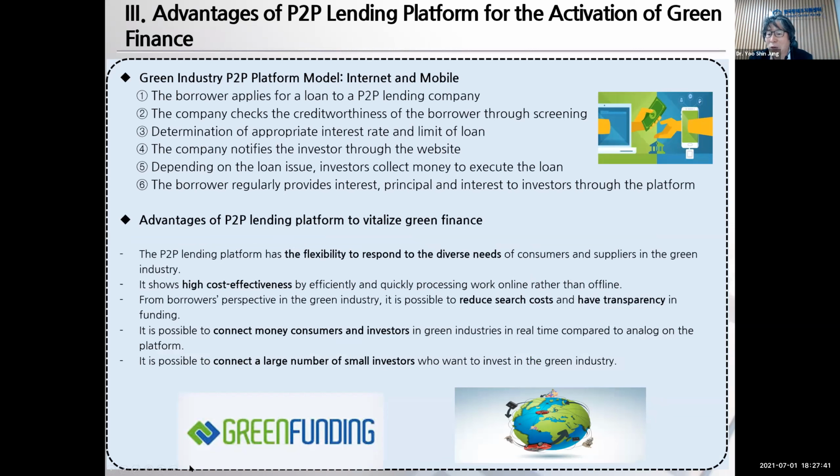Advantages of the P2P lending platform for the activation of green finance. You see there are 5. The P2P lending platform has the flexibility to respond to the diverse needs of consumers and suppliers in the green industry, and also has high cost effectiveness by computerizing the processing work online very quickly and efficiently rather than offline.